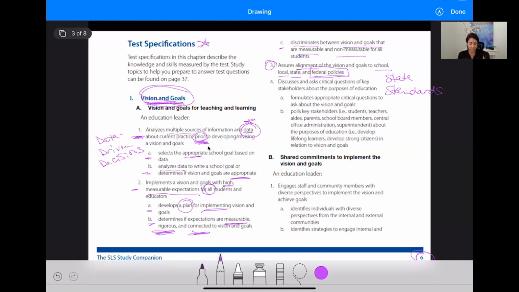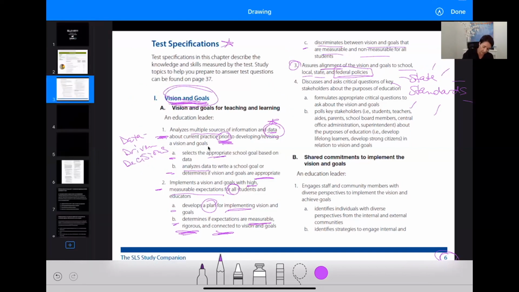Typically, everything education is deferred to the state. States are in charge of education. However, there are some federal policies like No Child Left Behind, Race to the Top, certain aspects of Common Core that states have to abide by. But if you see the term state standards in an answer choice, it is your correct answer.